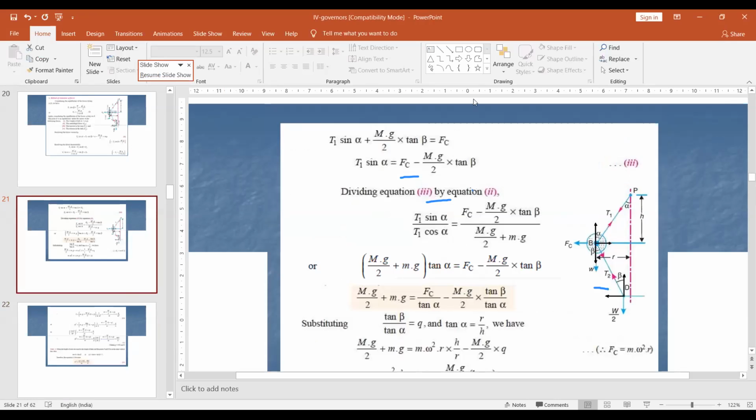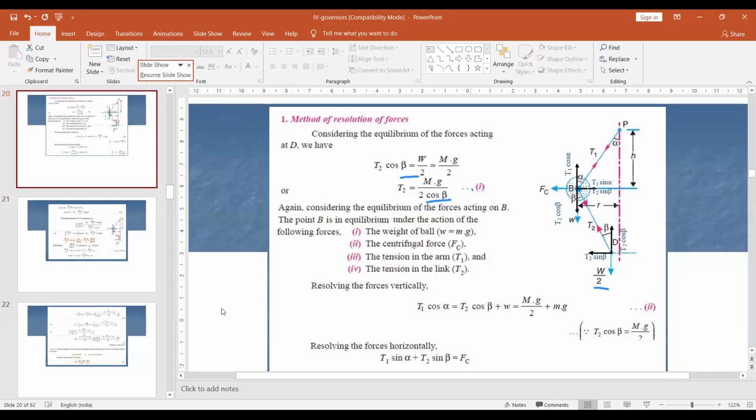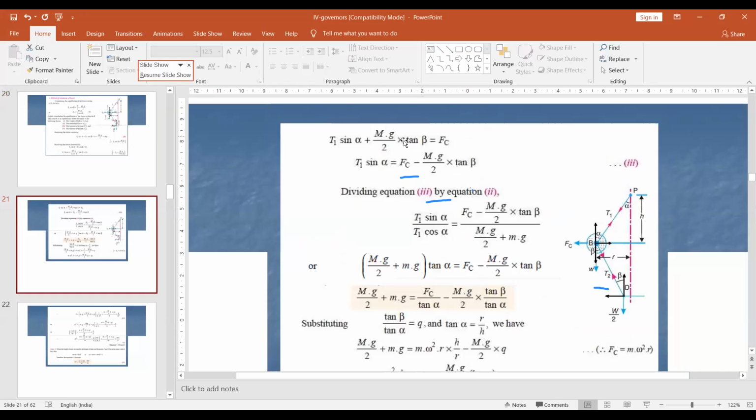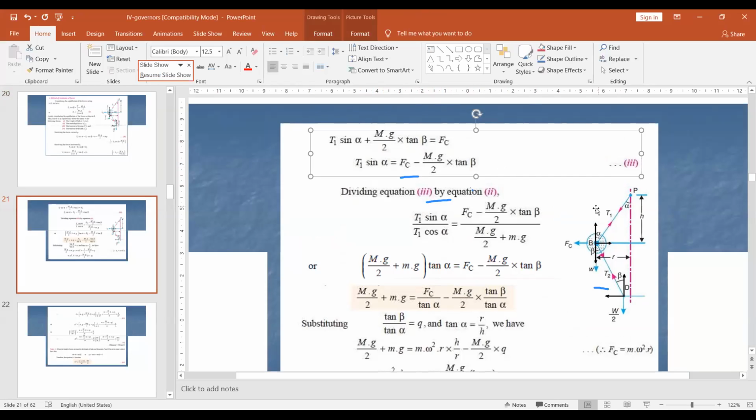T1 sin alpha plus T2 sin beta equals FC. Substituting T2 as Mg by 2 cos beta, sin beta by cos beta is tan beta, so Mg by 2 into tan beta. Then T1 sin alpha equals FC minus Mg by 2 tan beta. Let us take this as equation number 3.